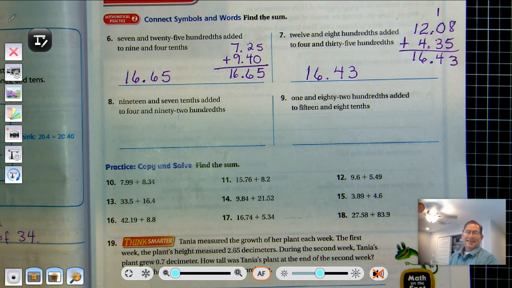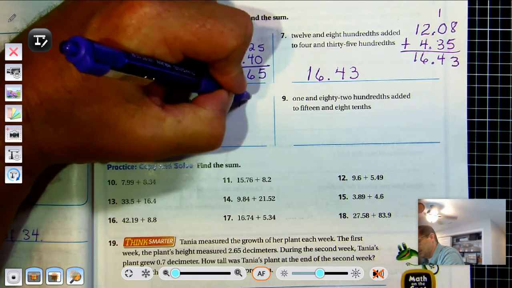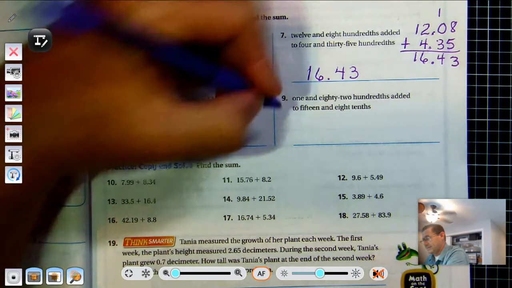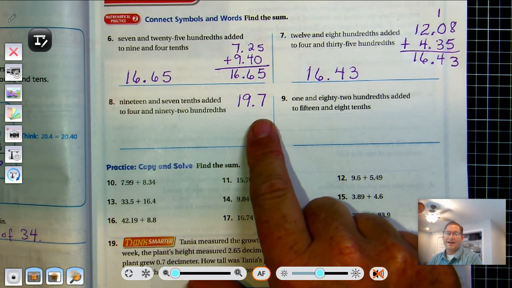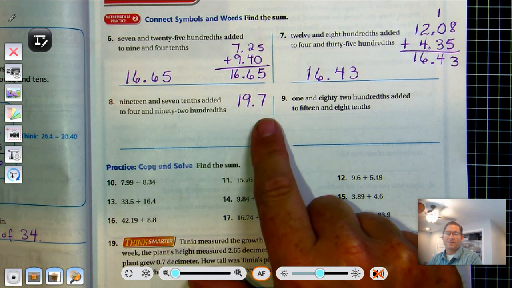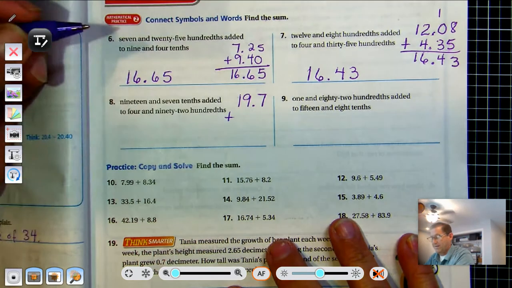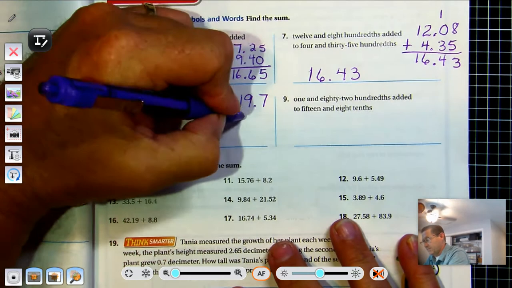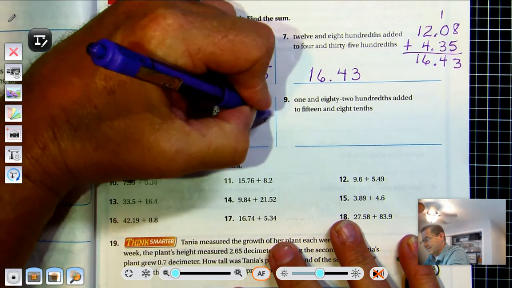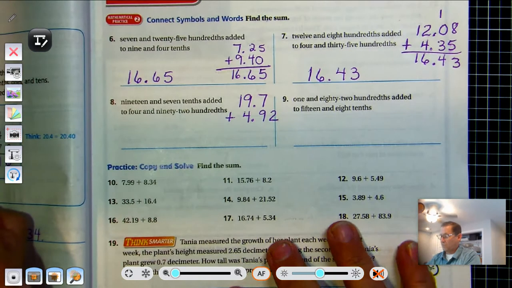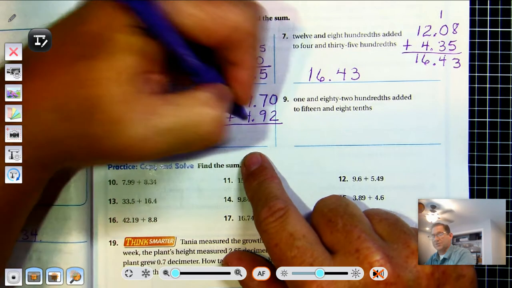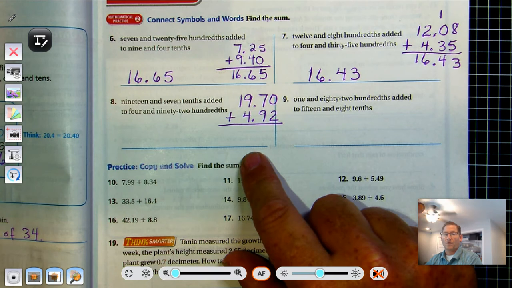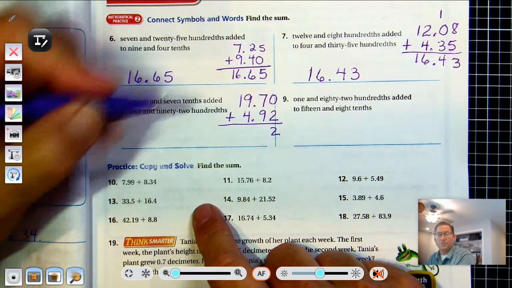Number 8, 19 and 7 tenths. Okay, you want to put a 0 here because that would then be 19 and 7 hundredths. We want 7 tenths. And we're going to add 4 and 92 hundredths. Well, this one's in the hundredths. This one's in the tenths. So what can we do? We can put a 0 in the hundredths. All right. So 2 and 0 hundredths is 2.